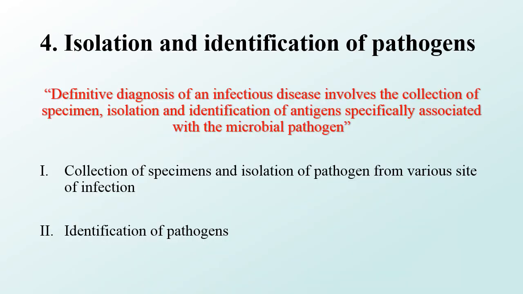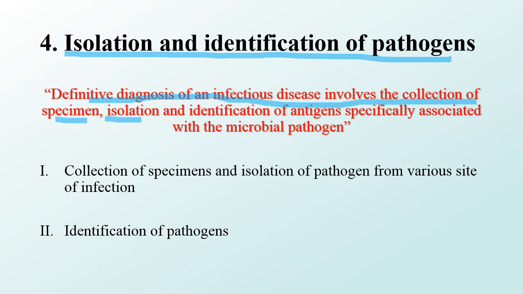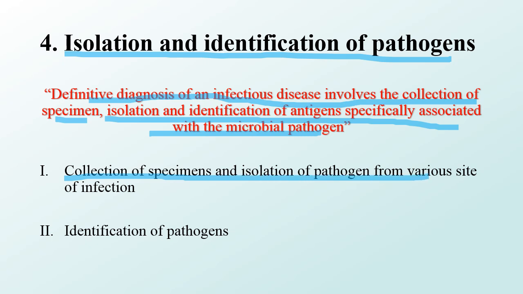Okay, the last method of diagnosis is the isolation and identification of the pathogen. A definitive diagnosis of an infectious disease involves the collection of a specimen, isolation, and identification of the antigen specifically associated with the microbial pathogen. So in the last bit of the lecture, we'll go through how sample collection and isolation can be performed, and also briefly go through the identification of pathogens.